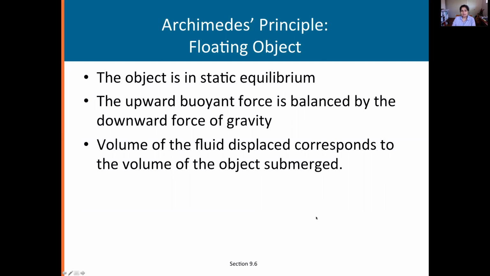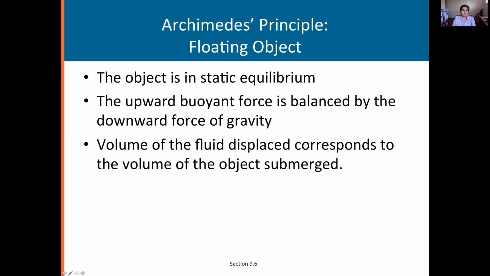So we're now going to consider the case where the object is not fully submerged. The solid is not fully submerged in the liquid, but can float. It may be partially submerged. We're going to assume that the object is in static equilibrium. That means it's not moving up or down or sideways. The upward buoyant force, which we know is always there when an object is immersed fully or partially in a fluid, is balanced by the downward force of gravity, hence we have equilibrium.